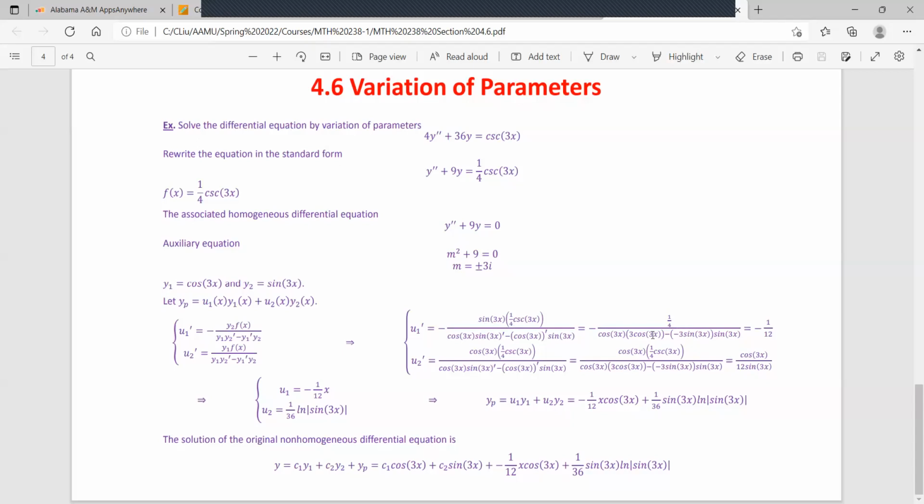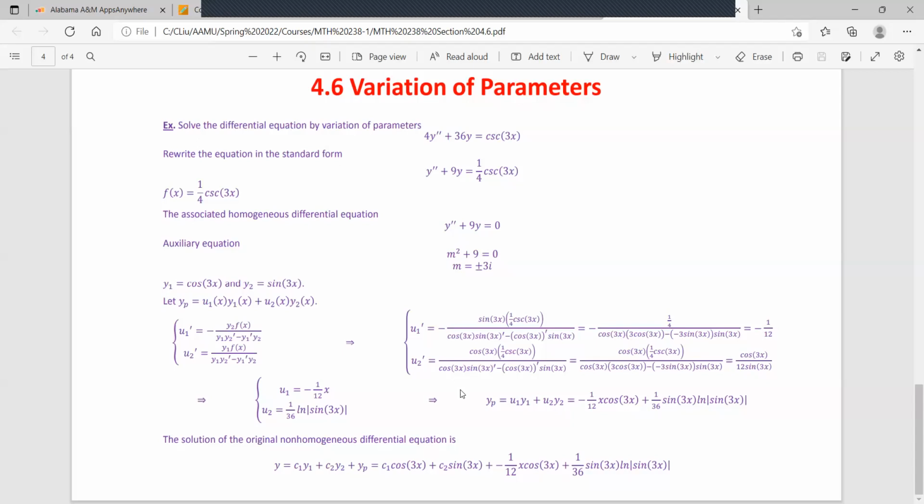Then the denominator will become 3 times cosine 3x squared plus 3 times sine 3x squared. Remember, there are 2 minuses in here, that'll be plus. Because cosine 3x squared plus sine 3x squared is just 1, we just got 3 in the denominator. And negative 1/4 over 3 is negative 1/12. So you should know how to divide fractions. So that's u1 prime. Very simple.